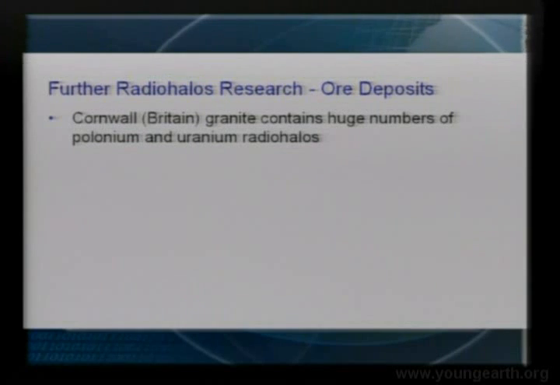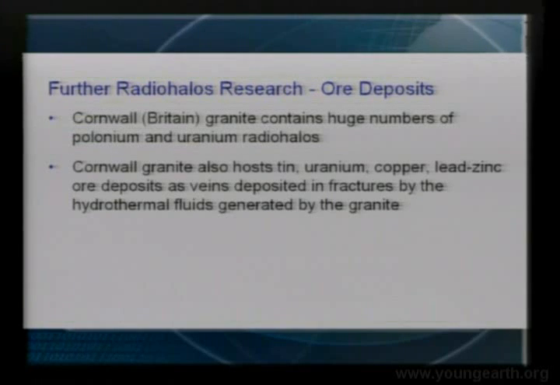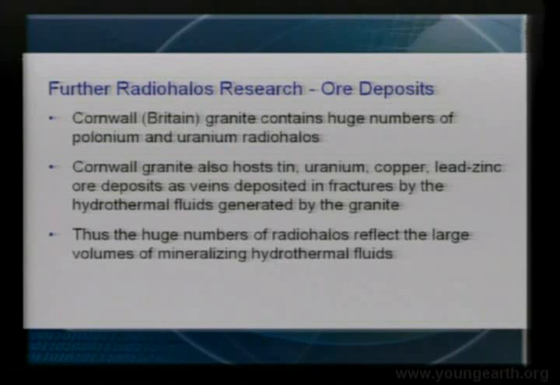Let me close with ongoing research. In Cornwall we have granites that contain huge numbers of polonium and uranium radiohalos. But the Cornwall granite also hosts veins that contain tin, copper, uranium, lead, zinc in fractures where hydrothermal fluids generated by the granite have carried the metals and deposited them in the cracks and the fractures. And so the huge number of radiohalos seems to reflect the large volumes of hot waters that were carrying those metals into those veins.